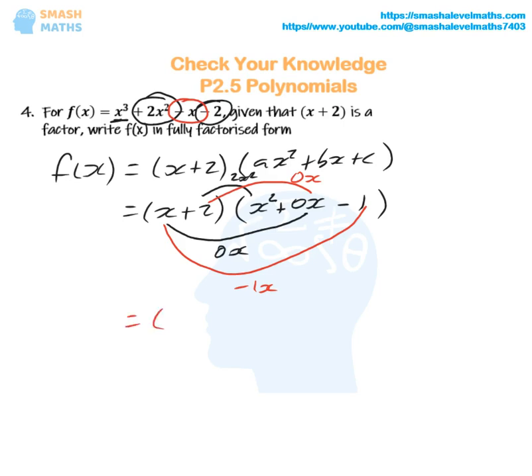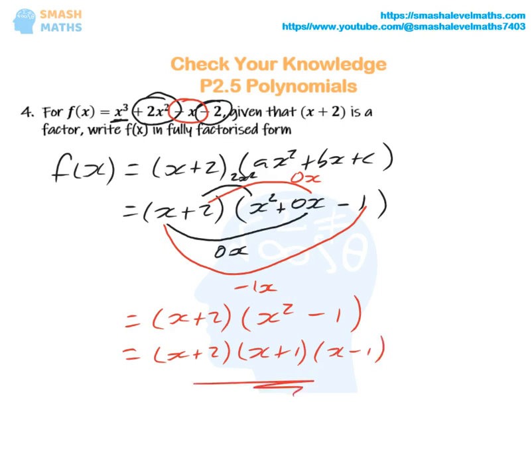So let's just write that out a bit neater, and we'll see what's going on. We've got x plus 2, and I've got x squared minus 1. And so now I've got x plus 2, x plus 1, x minus 1, and there it is in fully factorised form.